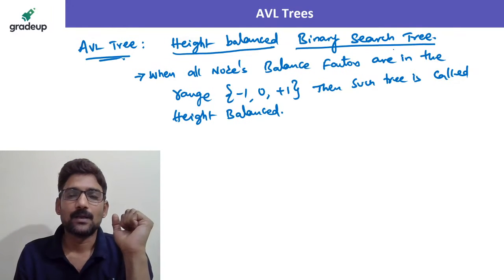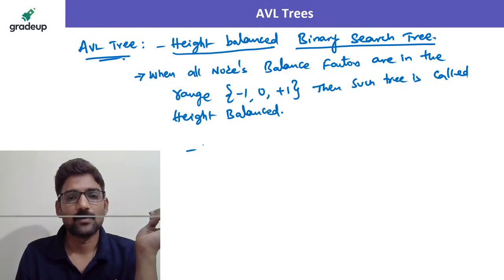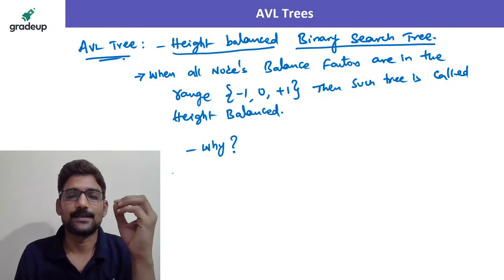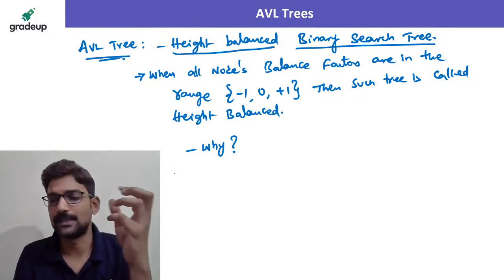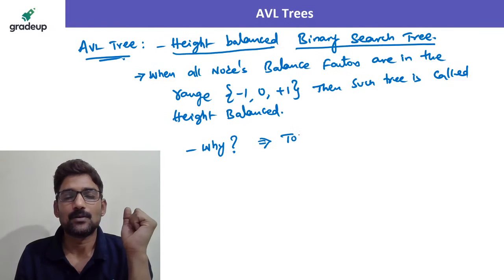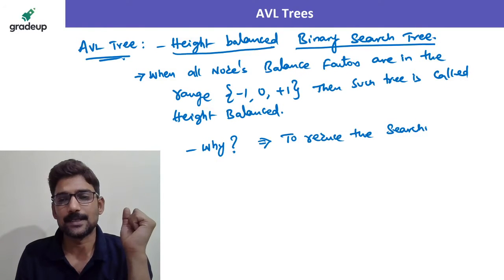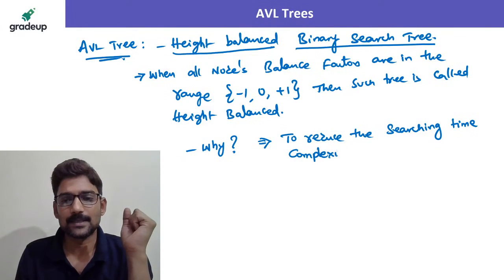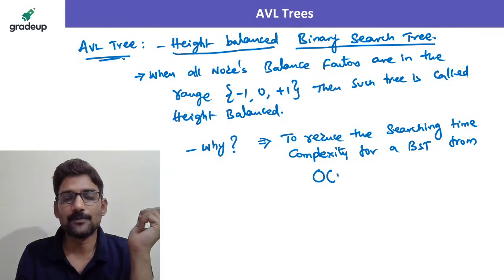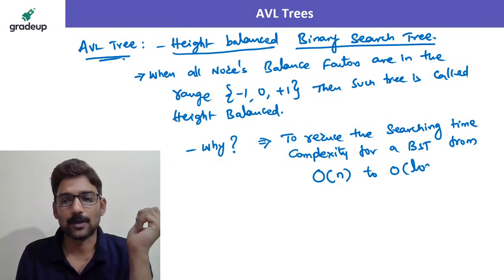Okay. Why balance the height? Again you will have a doubt. Why should the height be balanced? Why should the balance factors be these three? The reason is to reduce the searching time complexity for a binary search tree from big O of n to big O of log n.